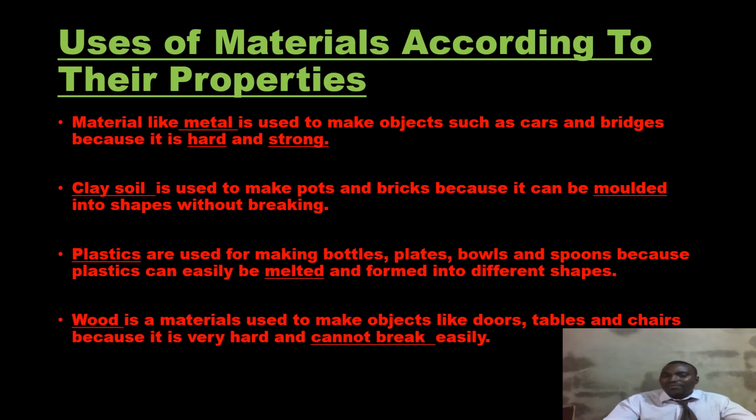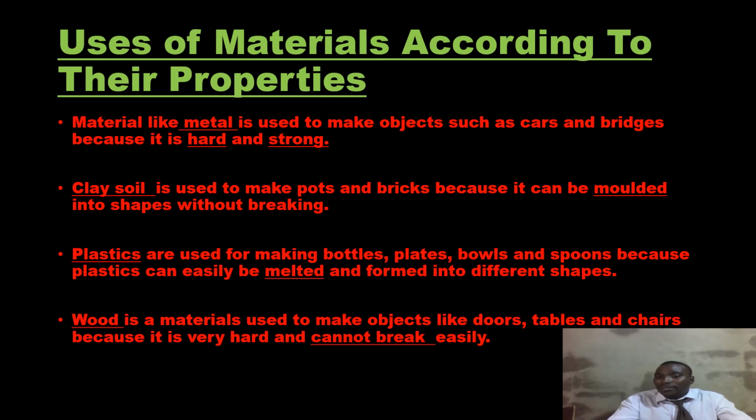Wood is also a material used to make objects like doors, tables, and chairs, because it is very hard and it cannot break easily. Assuming they used a material like cotton wool to make a chair or a table, can it be possible? No. How can you nail the joints together? How can you sit on them? It cannot be possible.